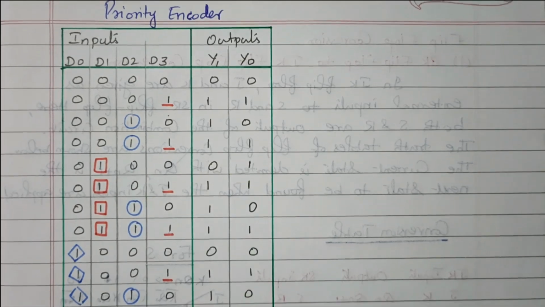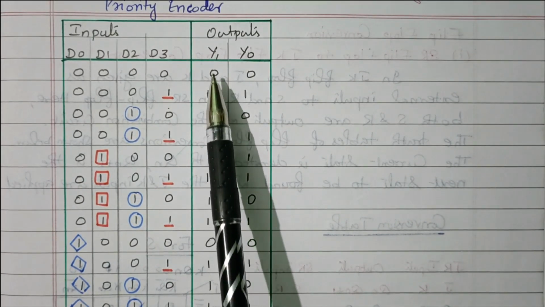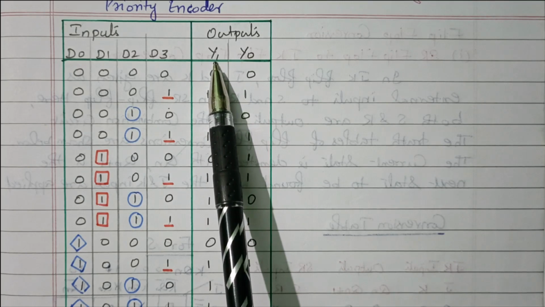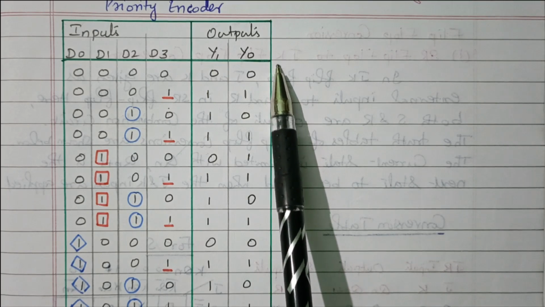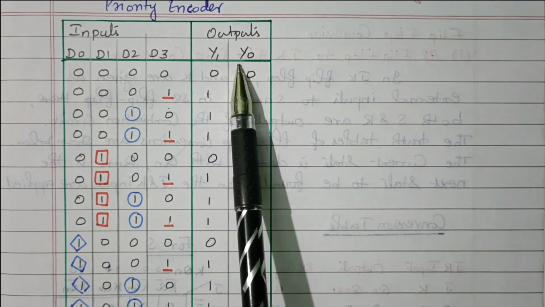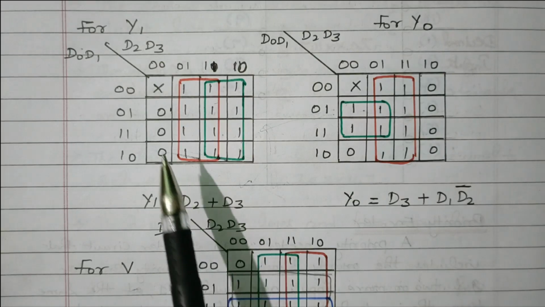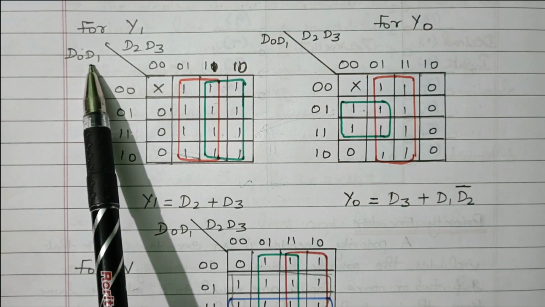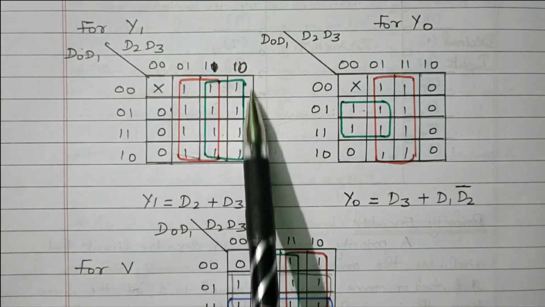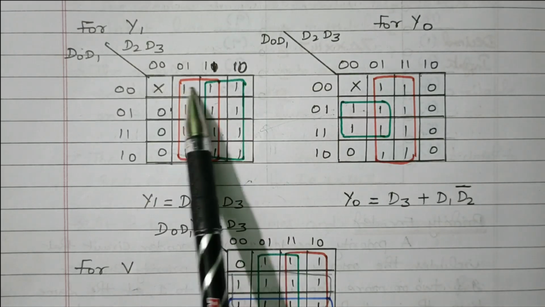Now we need to go for the logical expression for y1 and y0. By using the K-map, we need to find the logical expression for y1 and y0, and also the valid indicator V. For these three outputs, we need to find the logical expression using the K-map. Now we'll go to the K-map. Based on the truth table, first we'll find the K-map for y1. Here the inputs are D0, D1, D2, D3, so a 4 variable K-map. These inputs are framed from the table.